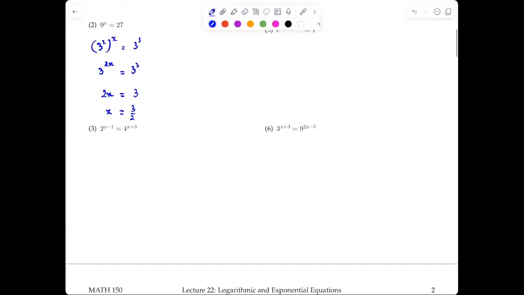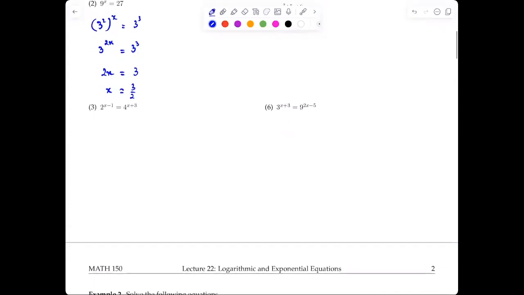All right, number 3. Again, the bases on both sides are different, but again, you can manipulate the bases to arrive at the same one. So 2, just leave it like that, but 4 has something related to 2, right? So 4 is 2 squared. So you have 2 to the power x minus 1 equal to 2 squared to the power x plus 3. Or the right-hand side can be written as 2 to the power 2 times x plus 3.